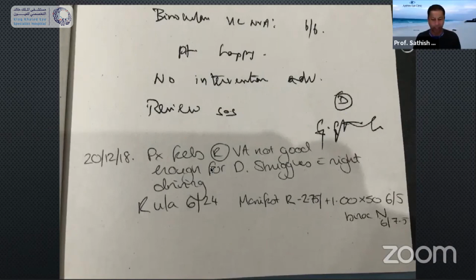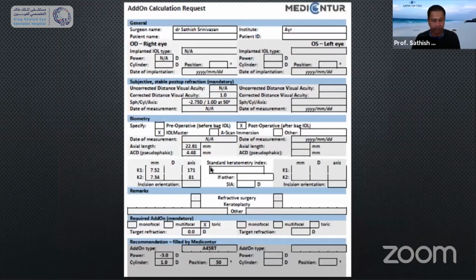Subsequently, a few months later, she came back complaining that the right eye uncorrected distance vision was not very good. You can see that vision was 6/24 in the right eye, and manifest refraction at this point once again showed a big myopic shift with some residual astigmatism. So at this point, we decided to implant an add-on lens.